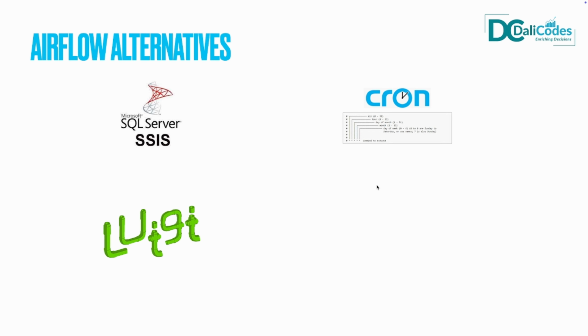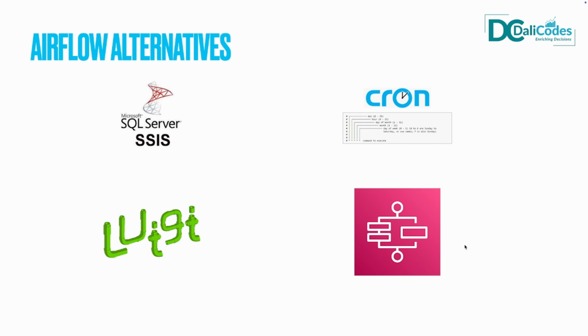There is Luigi, which was created by Spotify. And there is AWS Step Functions, which help with the orchestration of jobs that are within services of AWS.